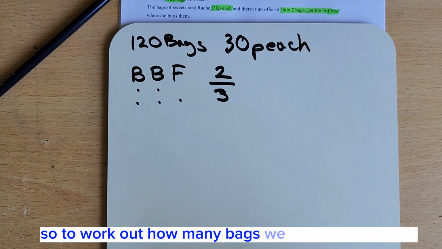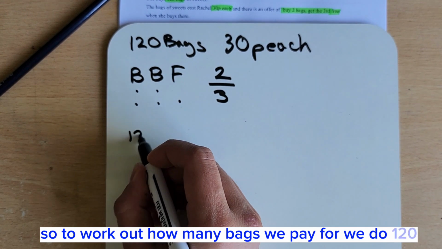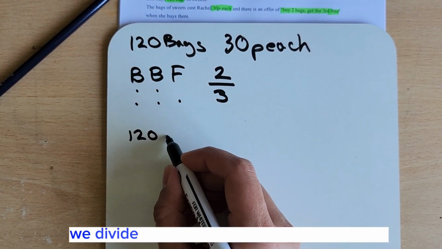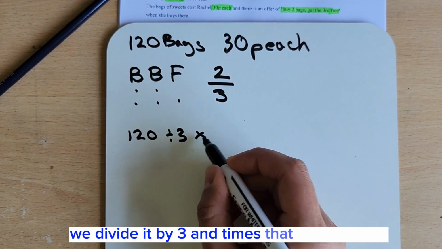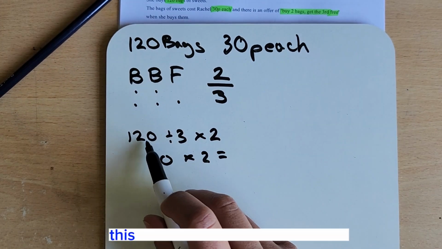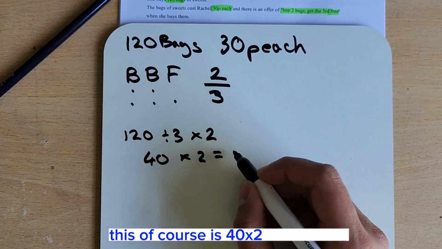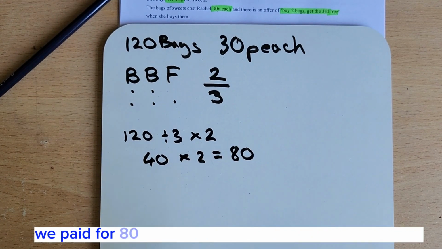So to work out how many bags we pay for, we do 120 divided by 3 and times that number by 2. This, of course, is 40 times 2, which is 80. We paid for 80 bags.